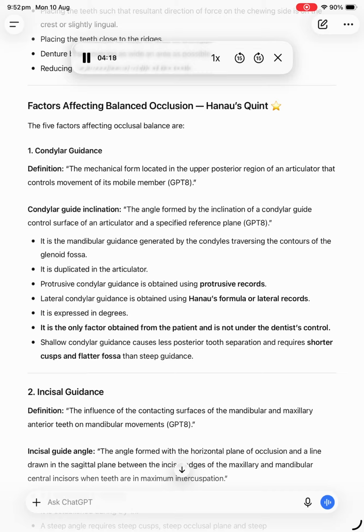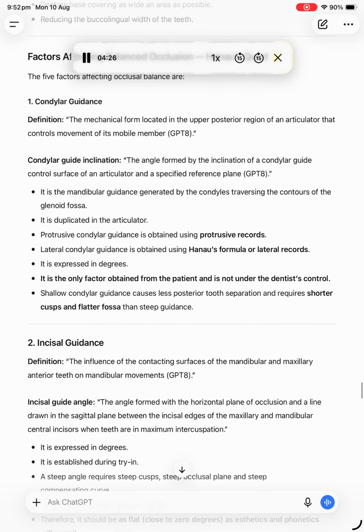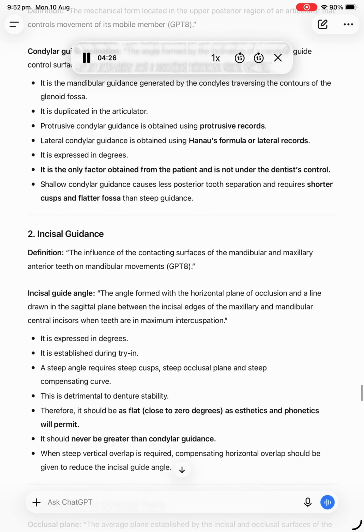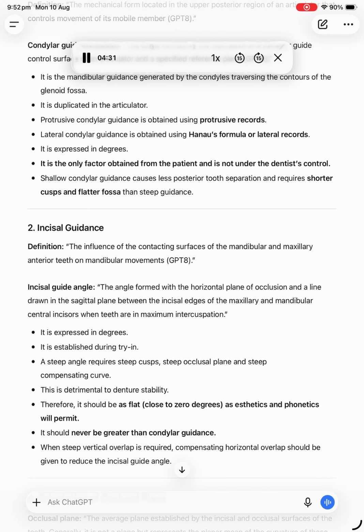It is duplicated in the articulator. Protrusive condylar guidance is obtained using protrusive records. Lateral condylar guidance is obtained using Hanau's formula or lateral records. It is expressed in degrees. It is the only factor obtained from the patient and is not under the dentist's control. Shallow condylar guidance causes less posterior tooth separation and requires shorter cusps and flatter fossa than steep guidance.